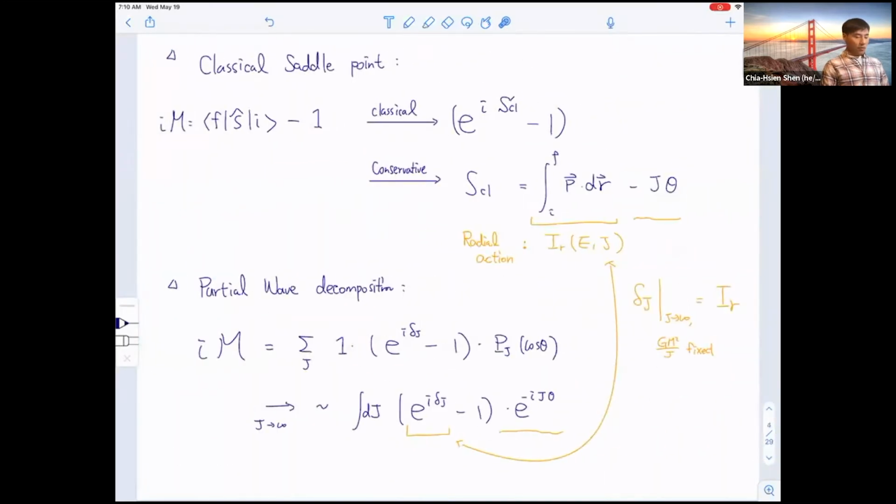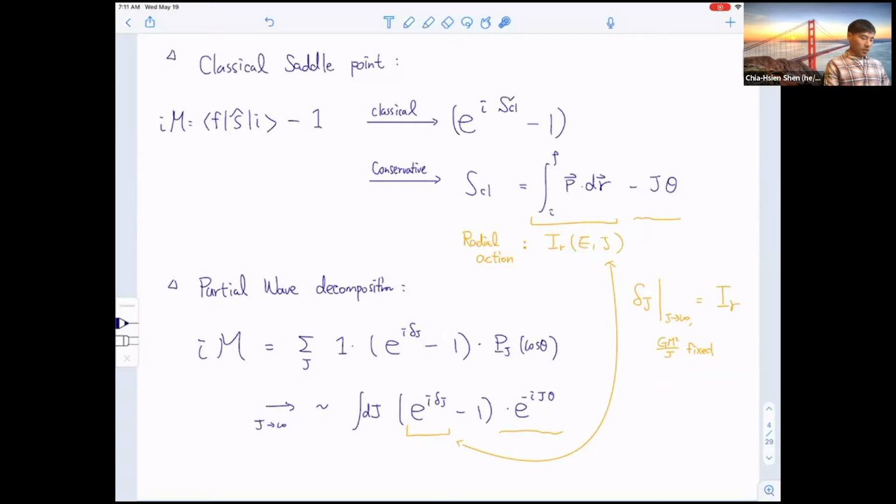Okay, so what are scattering amplitudes? Of course, they're simply the transition matrix element between initial and final state. And when we take the classical limit, they are simply given by the classical path. So in this classical action, we have the angular part and also the radial part. And the radial part is the so-called radial action, which is a function of total energy and the angular momentum.